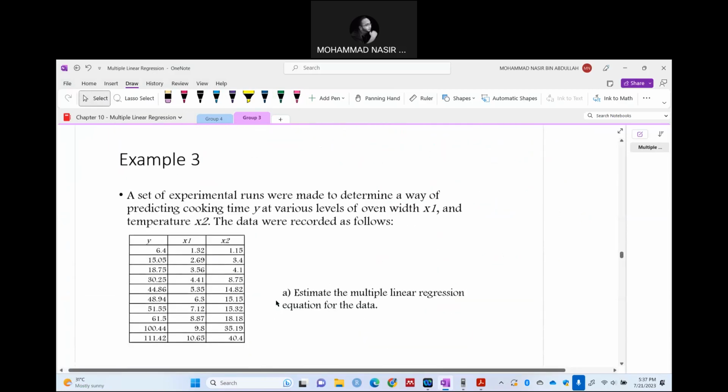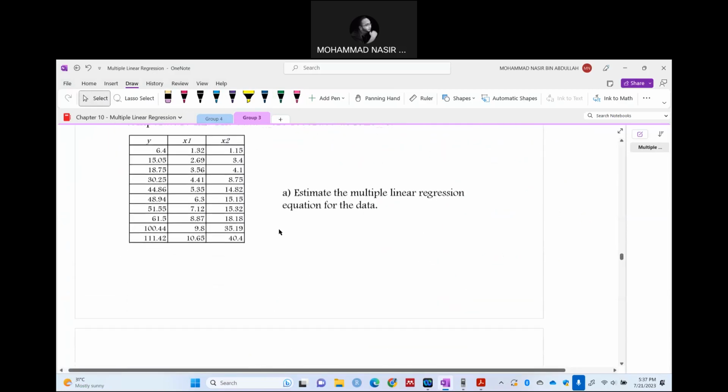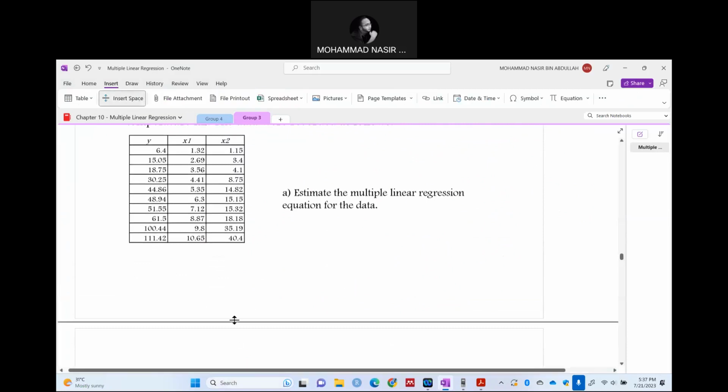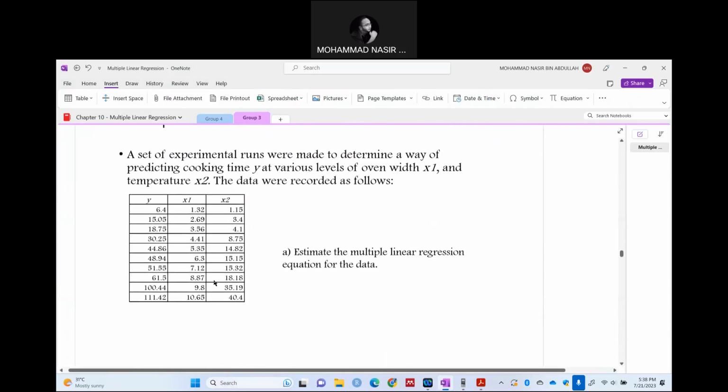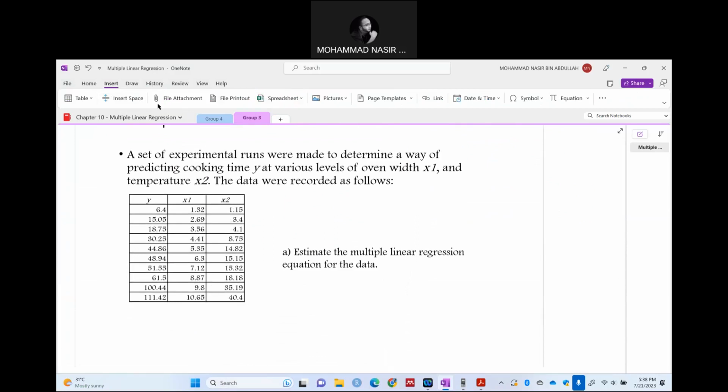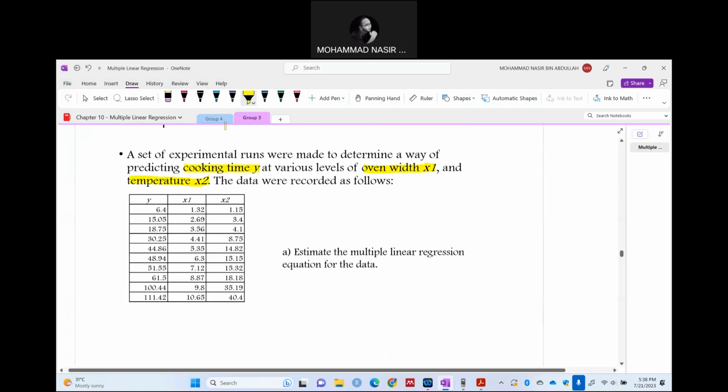Right. Let's look at example number 3. So this one will be in your final. A set of experimental runs were made to determine a way of predicting cooking time, which is Y, and various levels of oven width, X1, and temperature, X2, right? So we want to estimate the multiple linear regression equation.